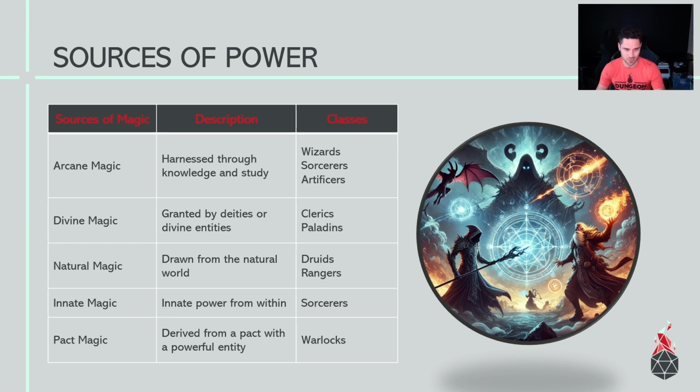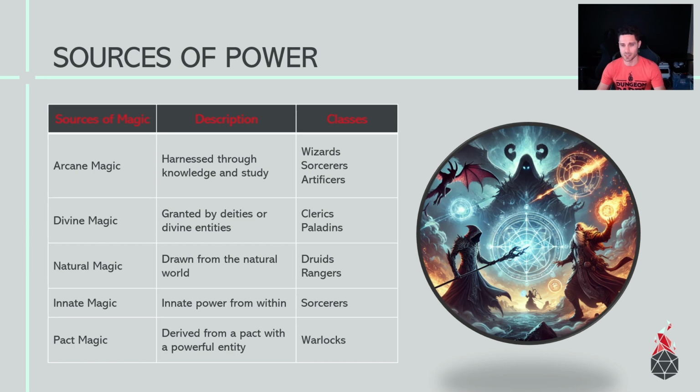Innate magic is your sorcerers. So again, some of them can learn through study, but most of them are born with the ability. Something happened in their bloodline, in their timeline, whatever it is, they are born or given the spells, they just have it. They aren't given it by someone, they're given it from their parents or predecessors.